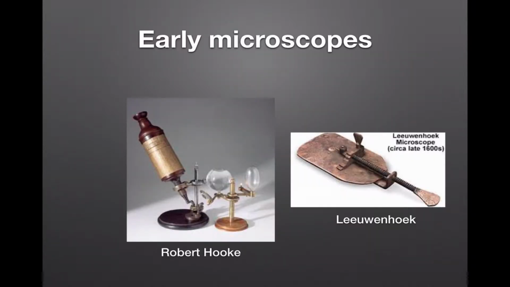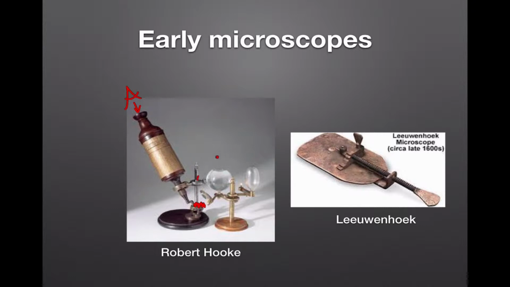Okay, here's two pictures of the first two microscopes invented in the 1600s. On the left here we have Robert Hooke's microscope, which looks a lot like a conventional microscope. You put your eye right here, you look into the eyepiece, and down here somewhere, I'm not exactly sure where, goes your sample. So let's say your sample is right here.